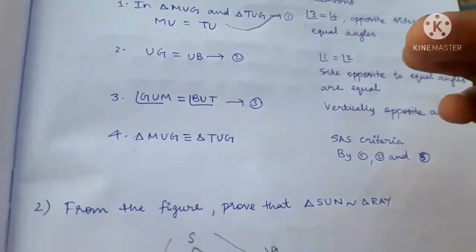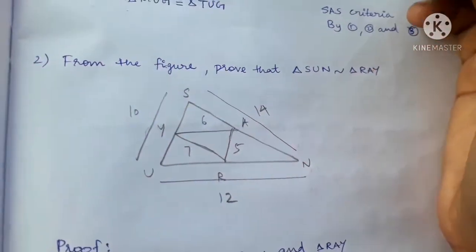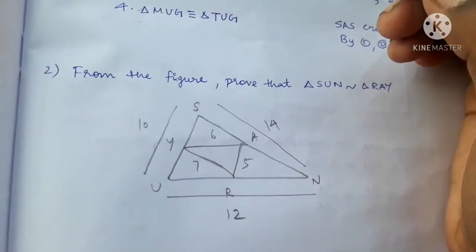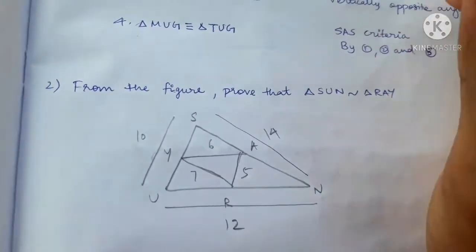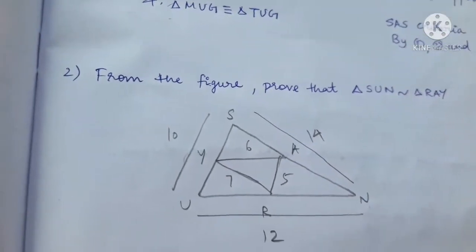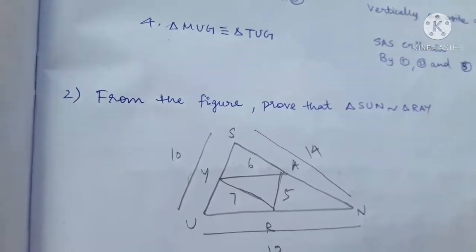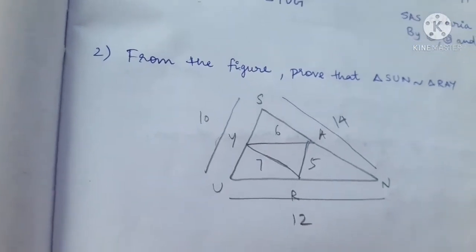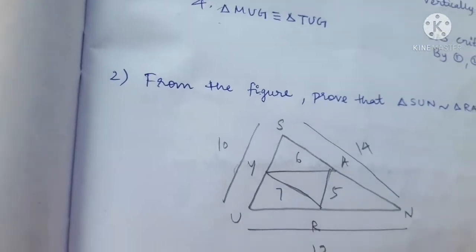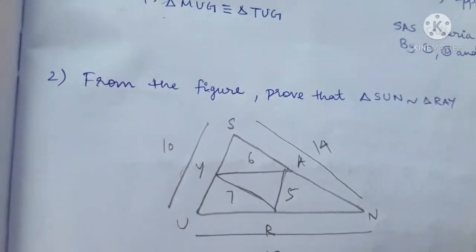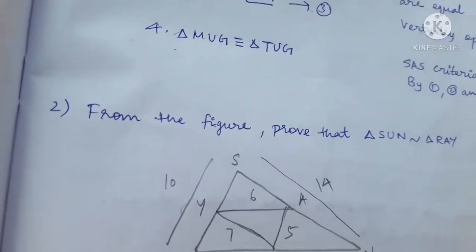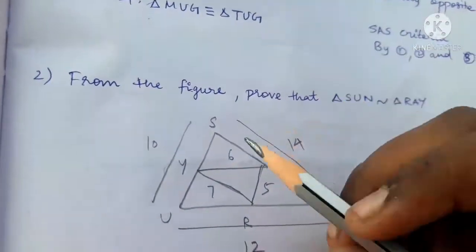Okay, then the next question. From the figure, we have to prove that triangle SUN is similar to triangle RAY. By any property we can use. They have not mentioned particularly, so we can use any property and prove it. First, you should just think on what and all properties, what and all statements we can use to prove two triangles are similar. First, what is a triangle here?